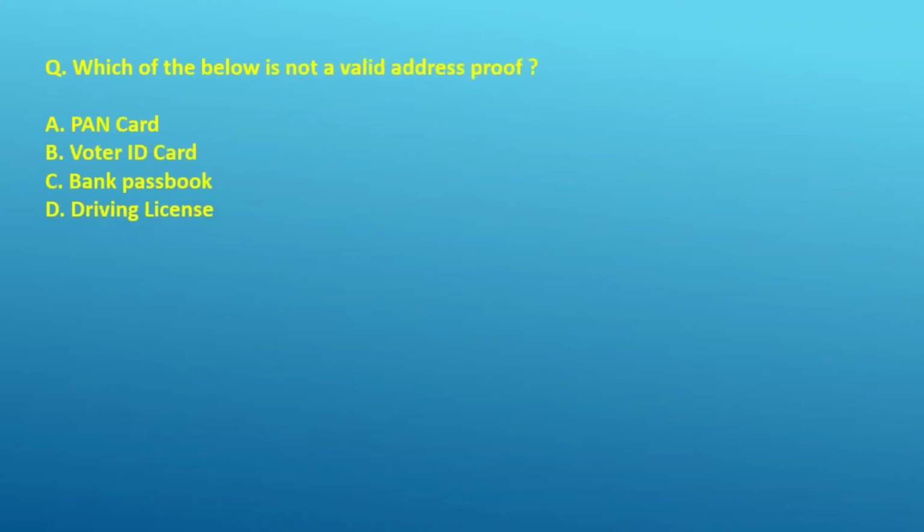Which of the below is not a valid address proof? If we see the answer options, voter ID card, bank passbook, driving license, in all these three there is an address given. But in PAN card, only name, father's name and date of birth is given. So answer is A, PAN card. PAN card is not a valid address proof.